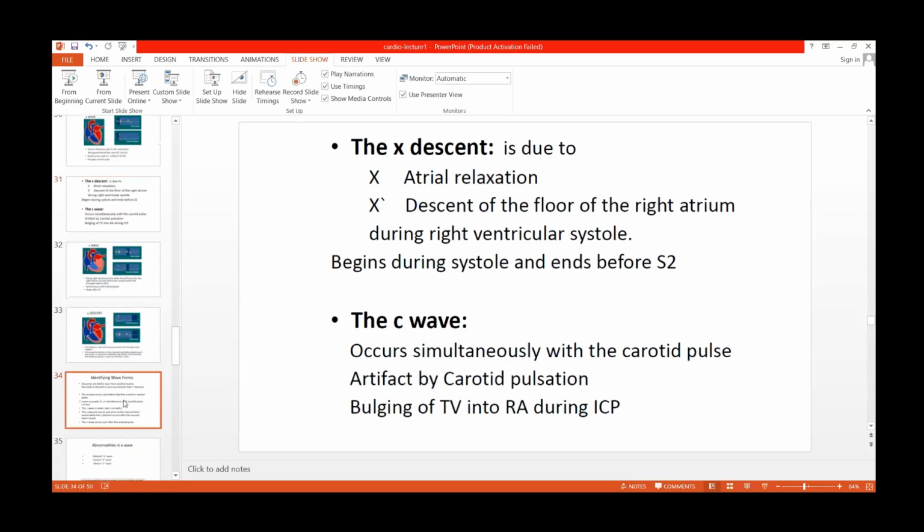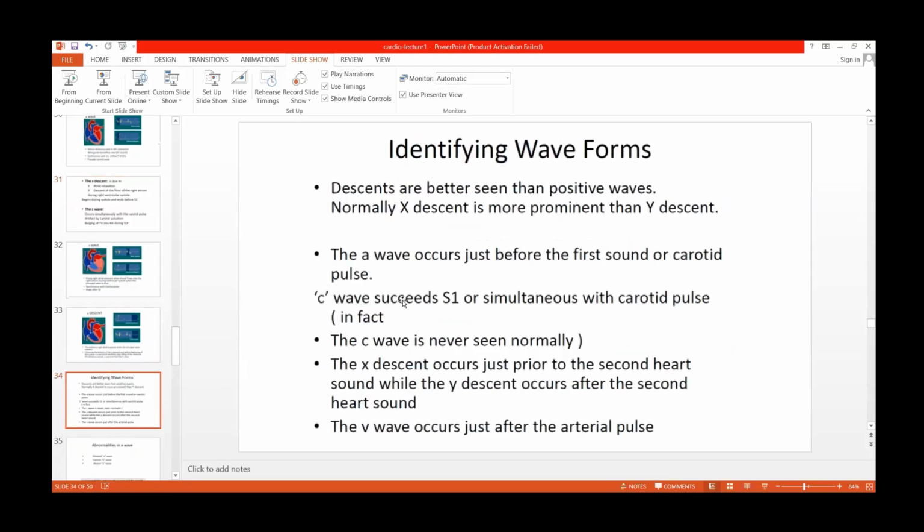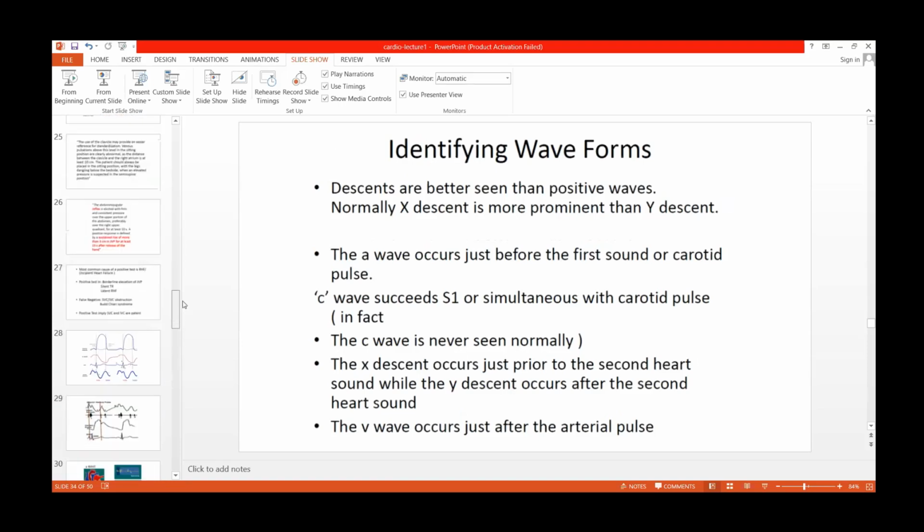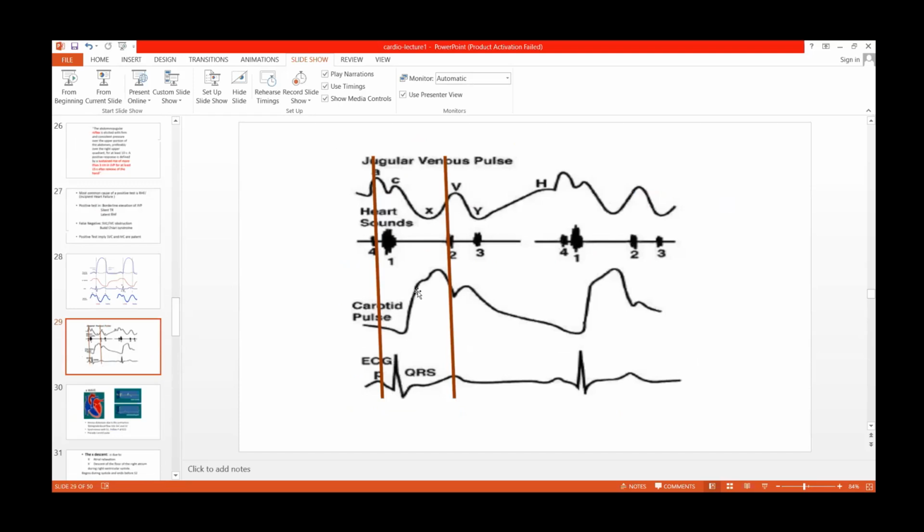Now I want to give some important tips for identifying, and these two important things you have to remember. A wave occurs just before the first heart sound or carotid pulse. Carotid pulse is the ejection phase. As you can remember, carotid pulse occurs 30 milliseconds after the apex beat. It is just this beat. So it is basically ejection.